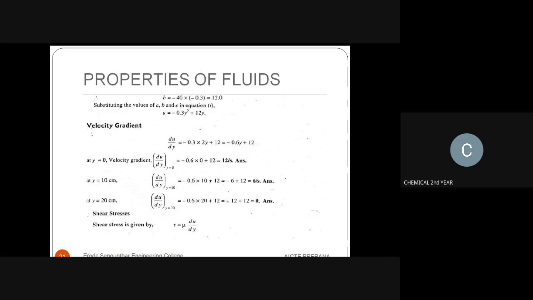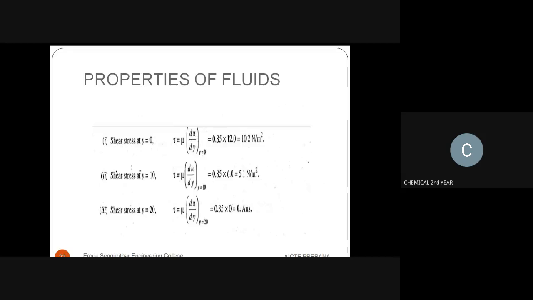Right. So now they have asked shear stress also. So we know the formula for shear stress. Shear stress is equal to tau is equal to mu into du by dy. Okay. Right. So shear stress at 3 points we need to determine. So shear stress at y is equal to 0, shear stress at y is equal to 10 centimeter, and shear stress at y is equal to 20 centimeter.